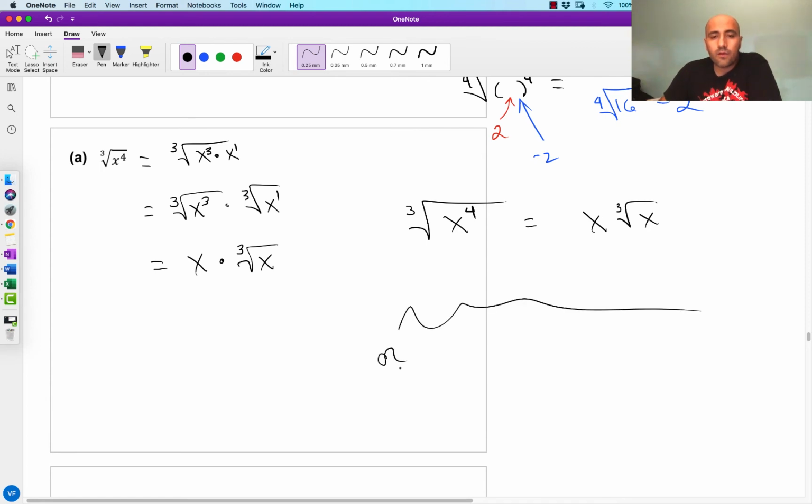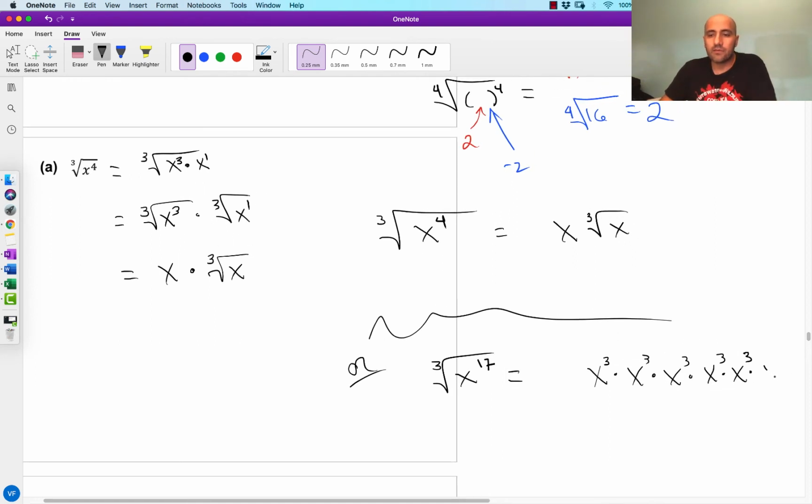Or another example, if we had the cube root of x to the 11th power, well, let's not make it 11, let's make it the 17th power. If there was 17 in there, and we do it the long way, then we can separate this into groups of 3. X to the third times x to the third, that takes care of 6. That takes care of 9. That takes care of 12. That takes care of 15. And now there's an extra x squared that remains. All of that is inside this cube root.